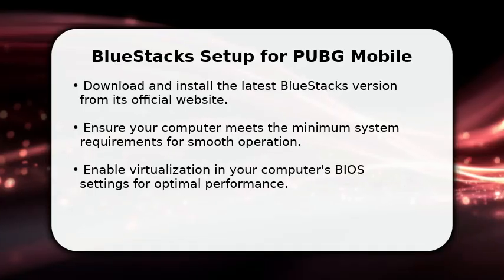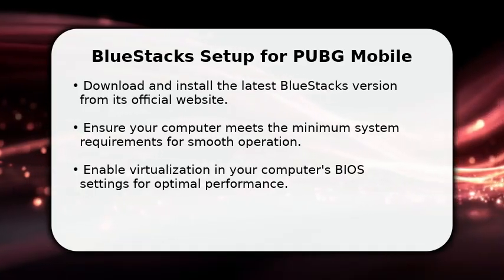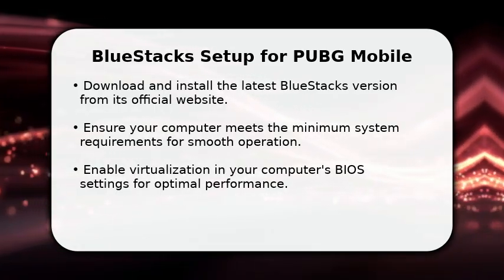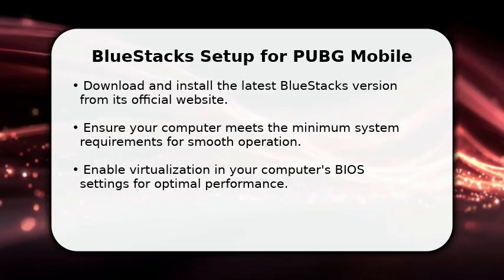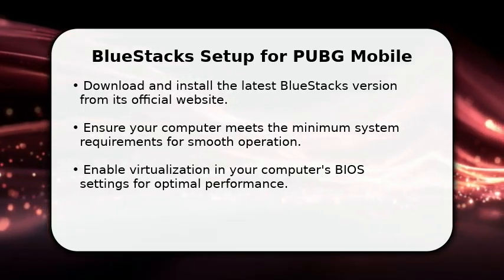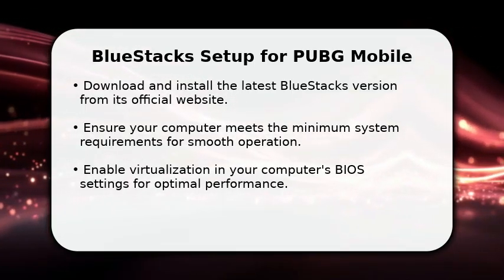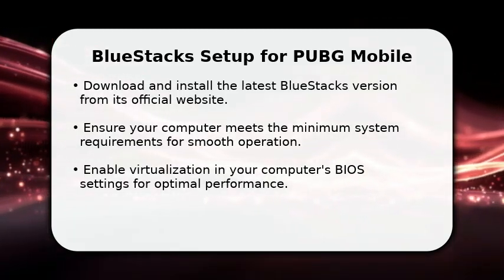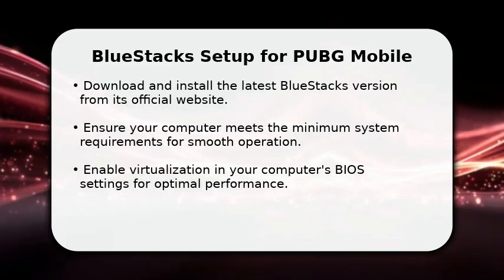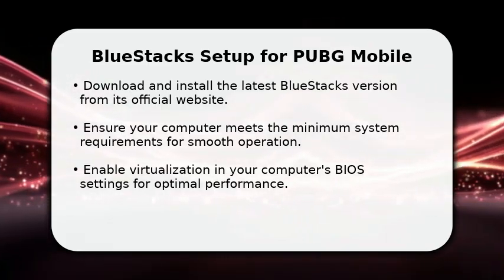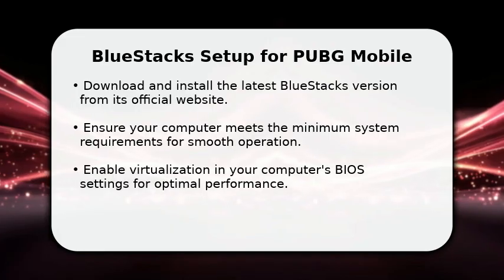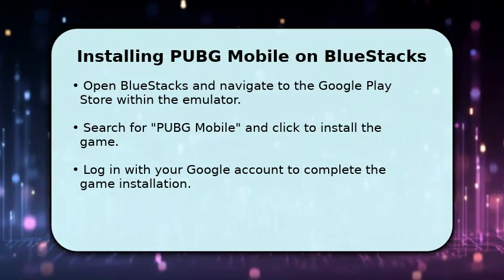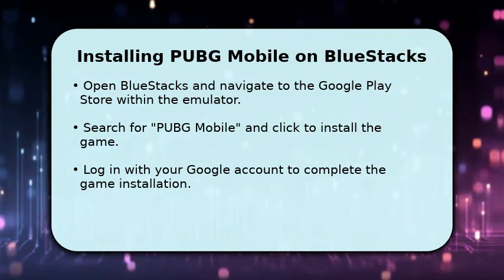Enjoy the video. In this video, I will explain how to play PUBG Mobile on Bluestacks. First, download and install the latest version of Bluestacks from its official website. Make sure your computer meets the minimum system requirements, typically requiring at least 4 GB of RAM and a dual-core processor. Enabling virtualization in your computer's BIOS settings is also crucial for achieving the best possible performance and a seamless gaming experience.